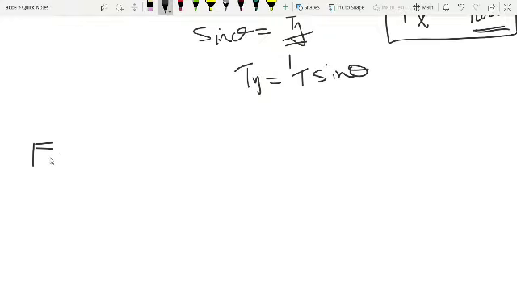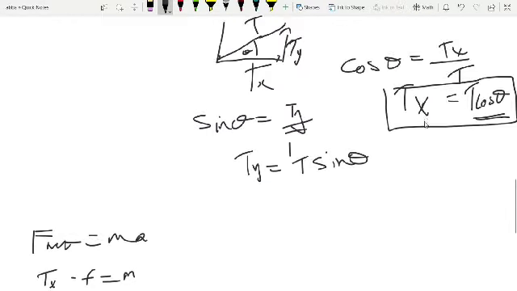Remember our formula is what? F net equals MA, right? That's good. And we know that this represents the T at x plus or minus the friction, which is equal to the MA, right? Now we can find the T at x because we know the formula there. Let's try to find the T at x quickly.